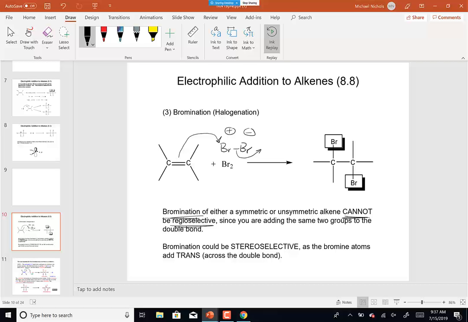And that goes back to another general principle, that sometimes it's easier to determine when the reaction cannot be regio or stereoselective versus when it can. So we use the "it cannot be" as kind of a screening tool. Reactions cannot be regioselective if the double bond is symmetrical or the reagent is symmetrical. So if you add HCl to a double bond that's symmetrical, it doesn't matter which way you add the HCl. And in this case, it's the bromine that's symmetrical. So this reaction cannot be regioselective.